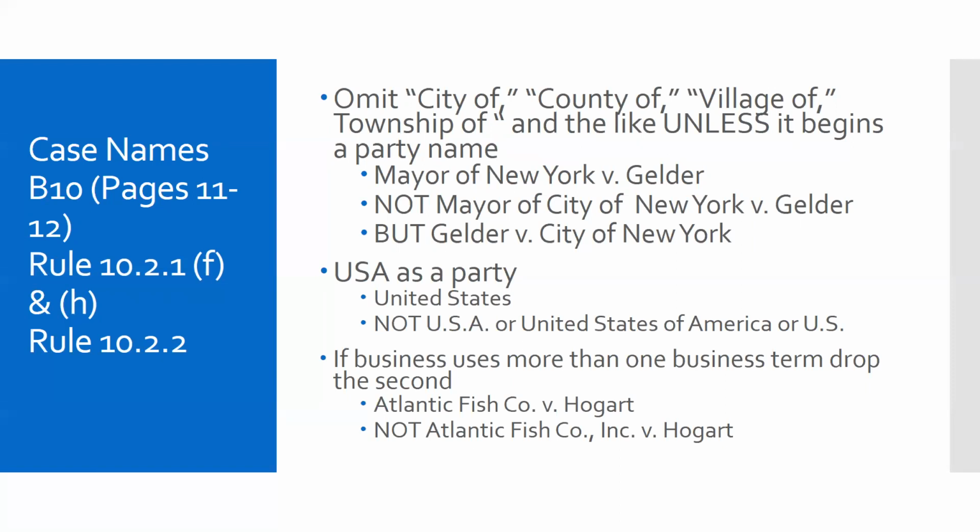And then remember there's a rule that requires us to drop a business term if there is more than one of these terms appearing in a name. So for example, if we have the Atlantic Fish Company Incorporated versus Hogarth, we're going to go ahead and take off the Incorporated. But do note that this rule requires us to interpret it narrowly. So if you're not really sure whether to drop it, go ahead and include both of the business terms in there.